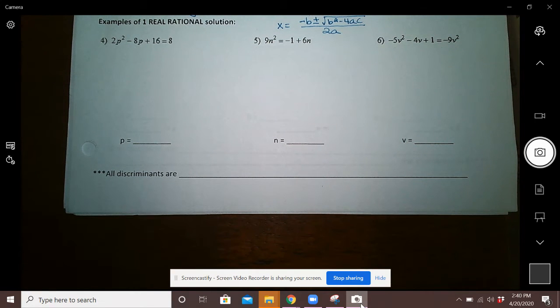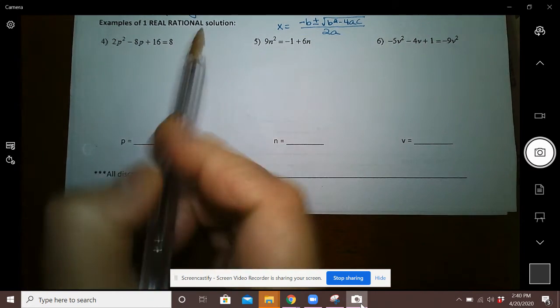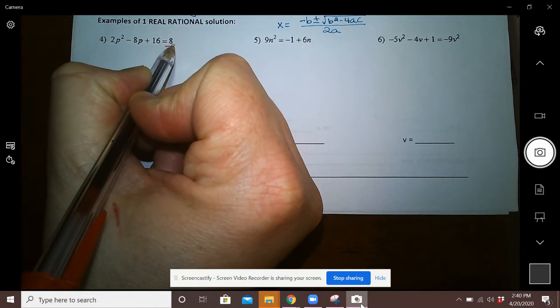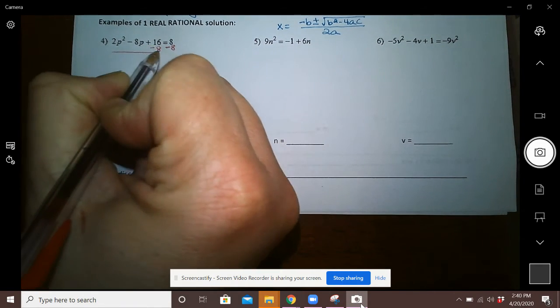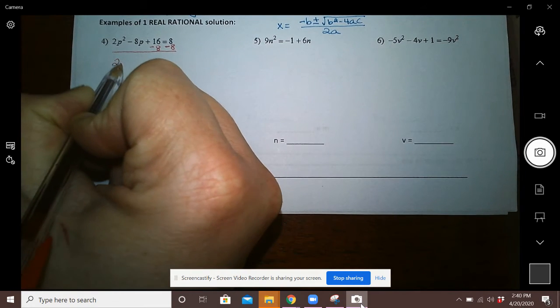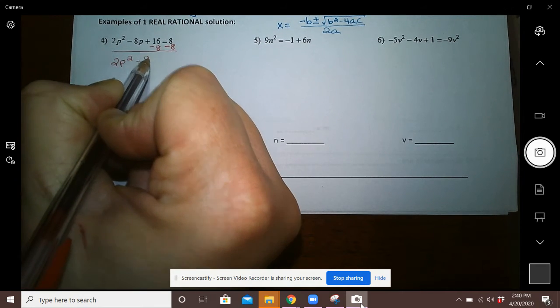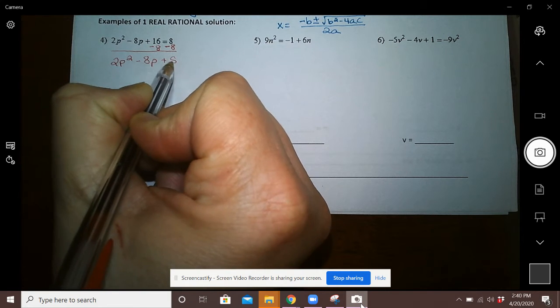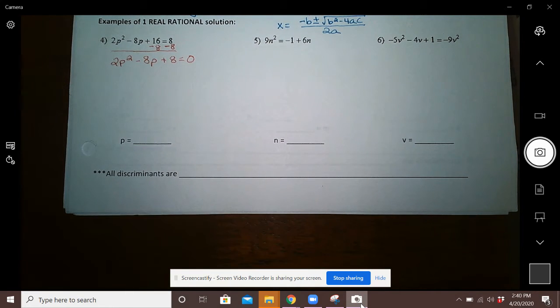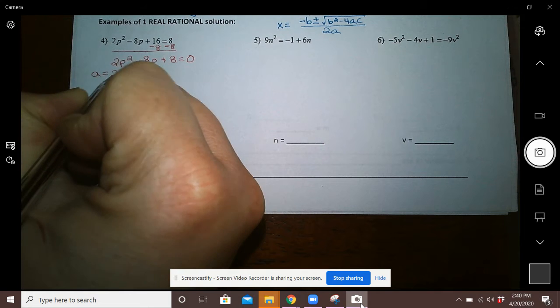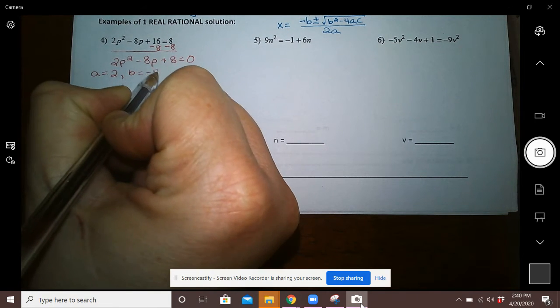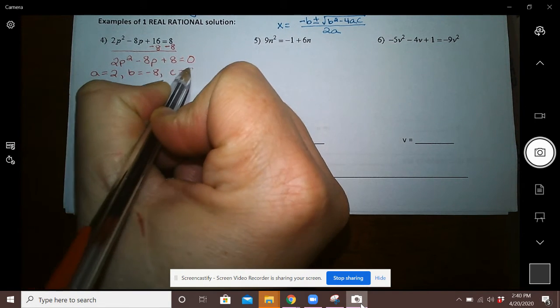So the first thing I need to do is subtract 8 to move it over. It's a whole number, so I'm going to subtract it from 16 because they are like terms. So I'll get 2p squared minus 8p plus 8 equals 0. And now my equation is in the standard form, so I can identify what a, b, and c are. Here a is 2, b is negative 8, and c is positive 8.